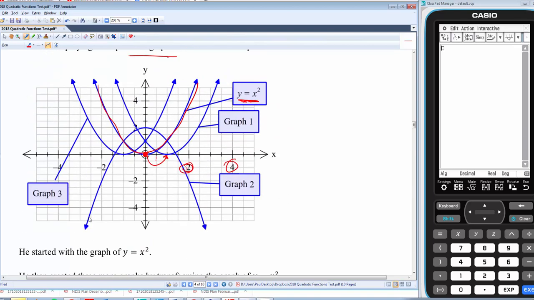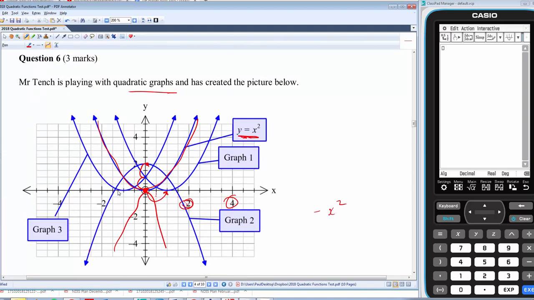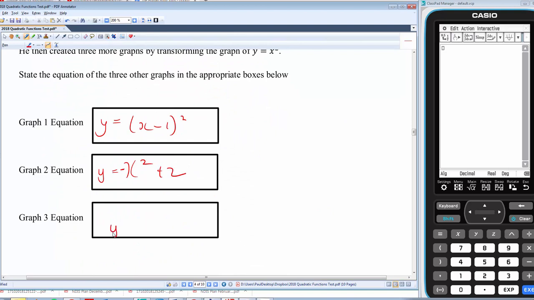Graph 2 here is this inverted x squared parabola. So I'm noting that to invert, it's going to be negative x squared. And also, what's happened to the turning point? It's not just inverted and going through there. The turning point is moved up 2 units. So our function is going to be y equals negative x squared plus 2. And his final graph in the pattern is simply the y equals x squared graph moving 1 unit to the left. Okay, and moving to the left means we're going to do this.